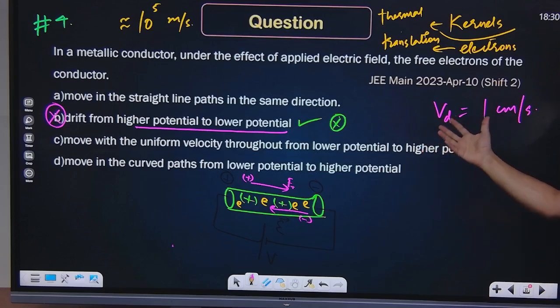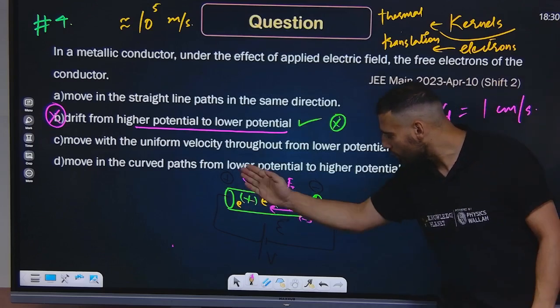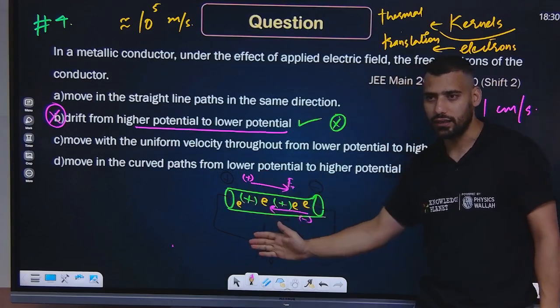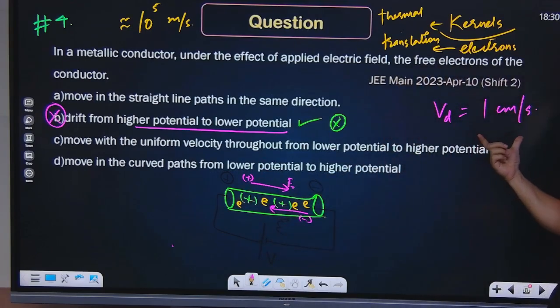Okay, talking about the fastness, now these electrons, while drifting from low to high, drift with this velocity, right? Now let us rethink about the choices. Move with uniform velocity throughout from lower potential to higher potential. Move in curved paths from lower potential to higher. What do you think? See.